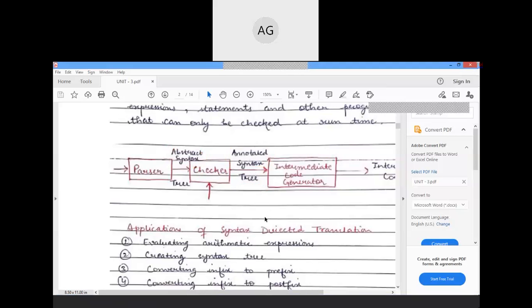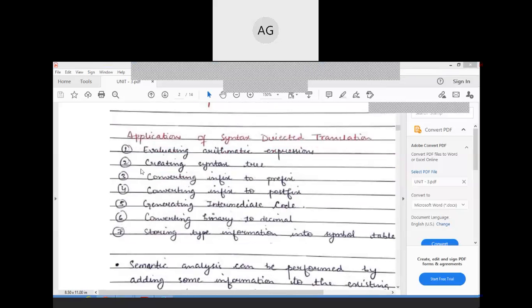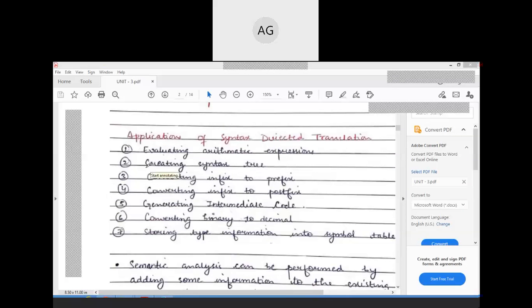Now let's check the applications of syntax directed translation. This type of question can be asked in your university exam, basically for 2 marks. Like, what are the applications of syntax directed translation? There are certain applications of syntax directed translation.